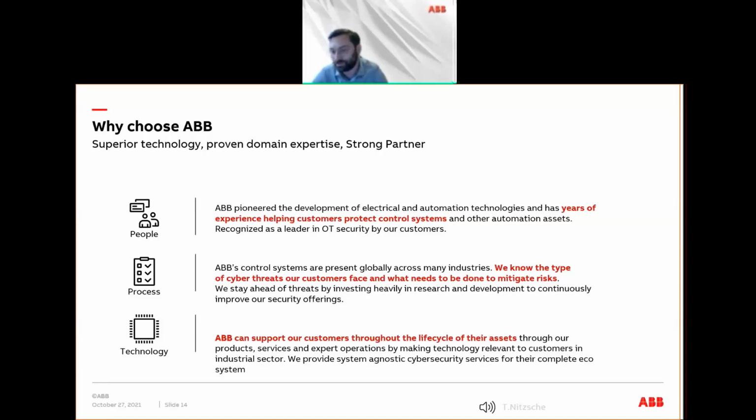And from a technology perspective, ABB can support our customers through the entire life cycle of their assets. I think that is also mentionable because we are aware of the life cycle of these products, which differs completely from the life cycle of IT products. And with that knowledge, and as we are used to supporting that, I think it's very good to have a vendor covering these topics. Right, but I think everything starts with a solid risk assessment.